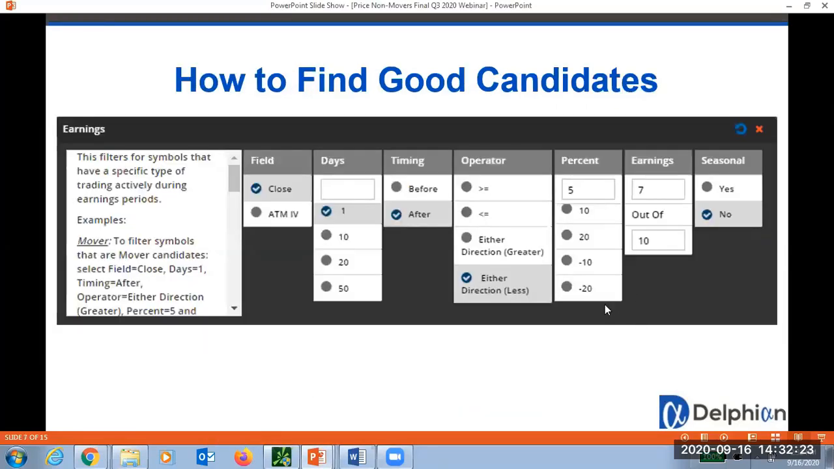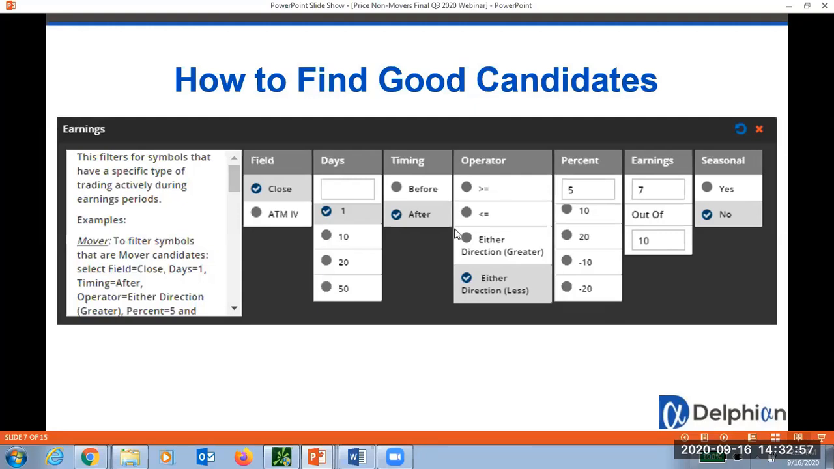So the next page is showing how we find the good candidates. This is a main portion of our screener section that we use on a daily basis. So this is what some of the screeners look like within Delphian. For the non-movers, we're looking at stocks that have a closing price 1 day after, in either direction, of less than 5%, and we're looking at 7 out of 10 earnings. So I'm looking for a stock that typically does not move, or moves less than 5% in either direction, 7 out of the 10 earnings.